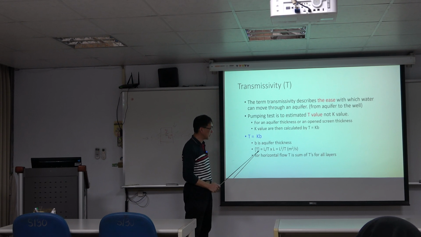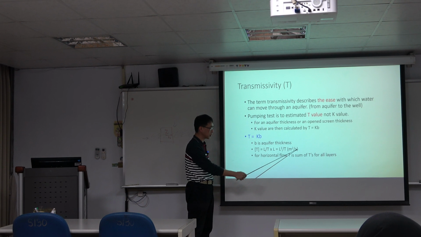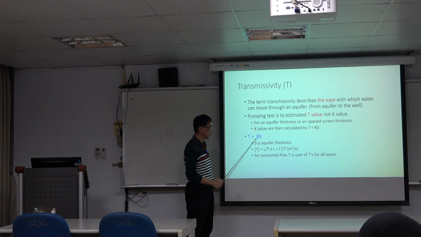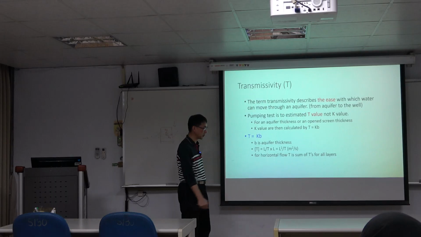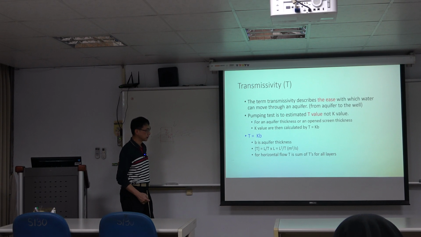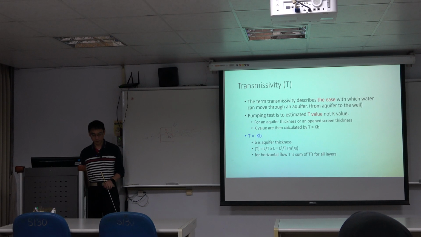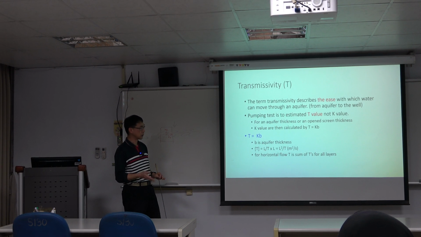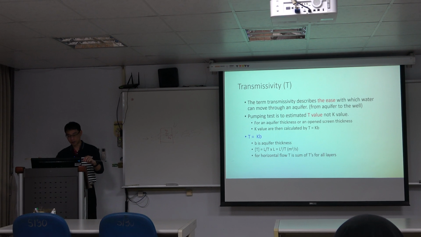The T values have the unit of length squared per time, so we also need to be careful about that, because we have T equal to Kb. If you memorize these equations, you will know K is meter per second, and then multiplied by the meters, so it becomes meter squared per second. Okay, so the T value is like this, and it is obtained from the pumping test. I think we will talk about the pumping test later in the well hydraulics part, so that you understand how to assess the T values from the pumping test.